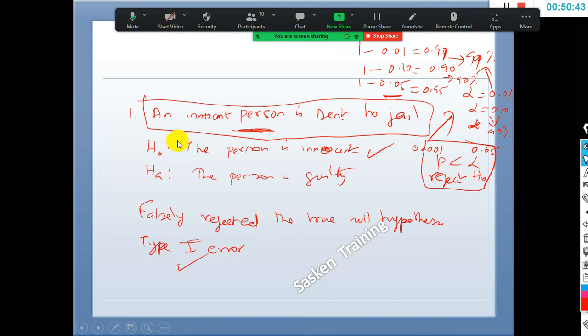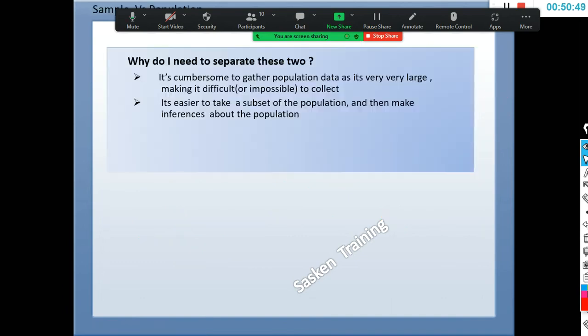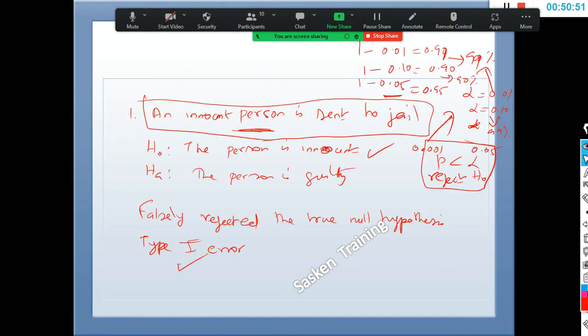So hope you understood. Falsely rejecting the true null hypothesis and failing to reject the false null hypothesis are both problems. Falsely rejecting the true null hypothesis is called your type 1 error, also called the false positive, and failing to reject the false null hypothesis is called your type 2 error, which is your false negative. Okay.